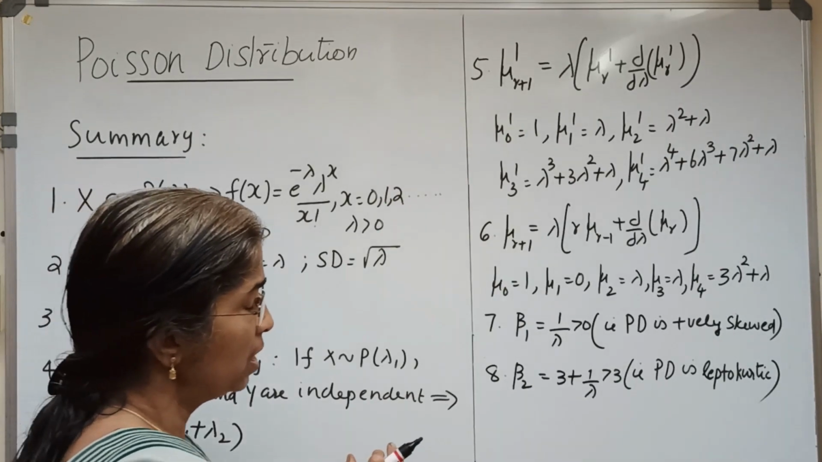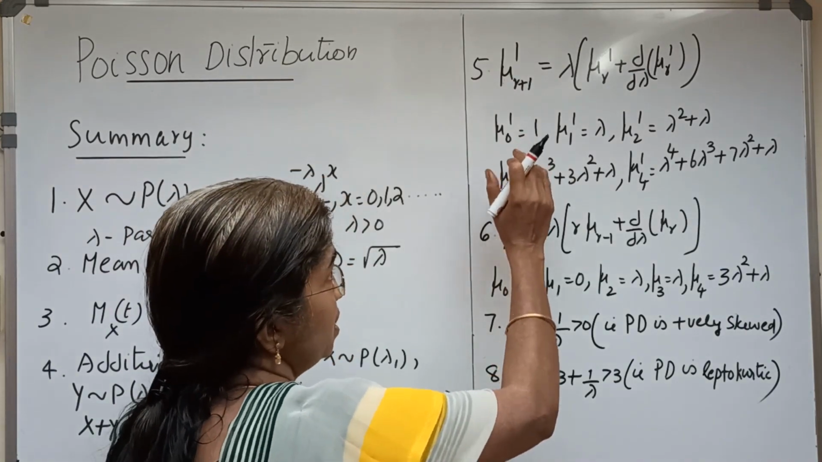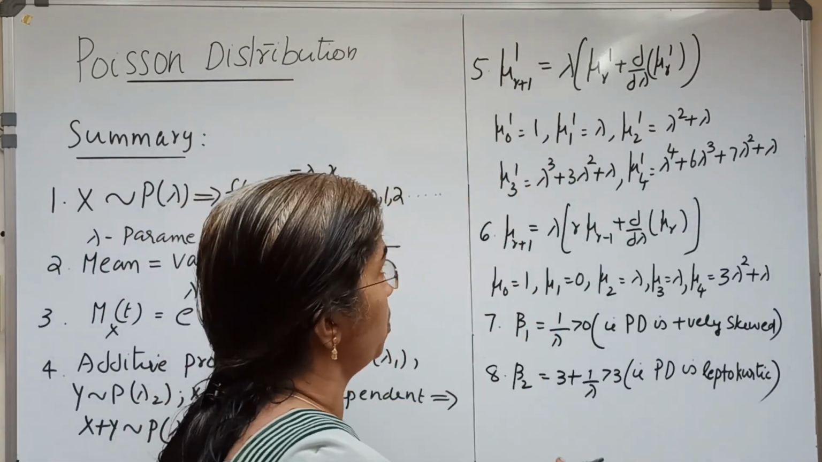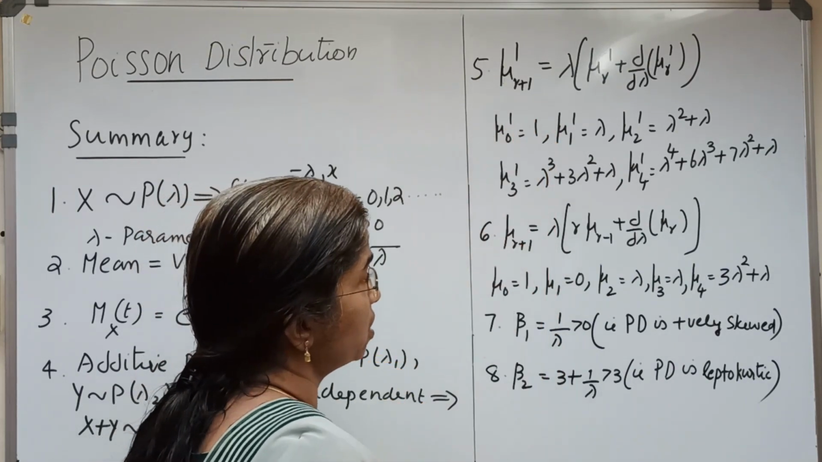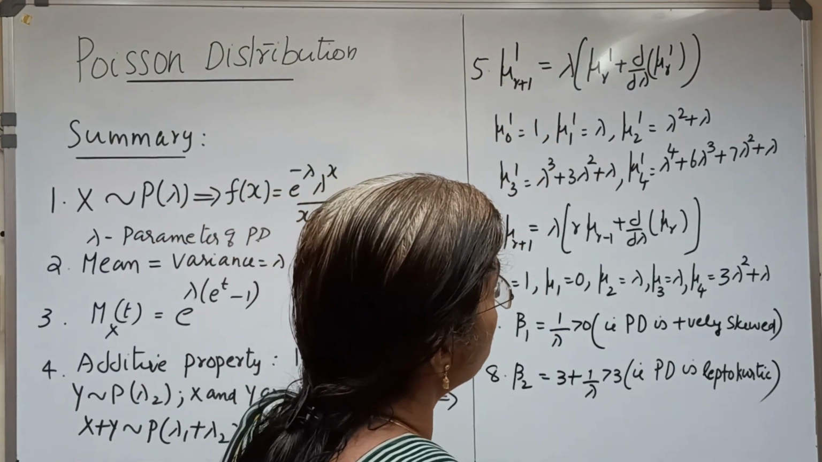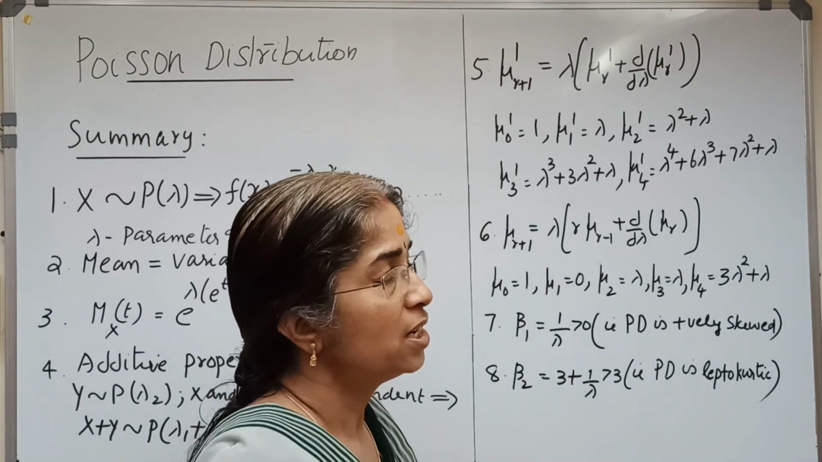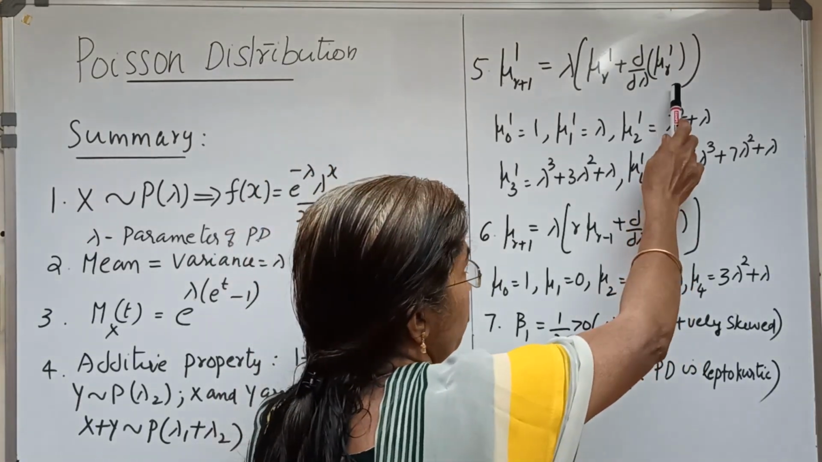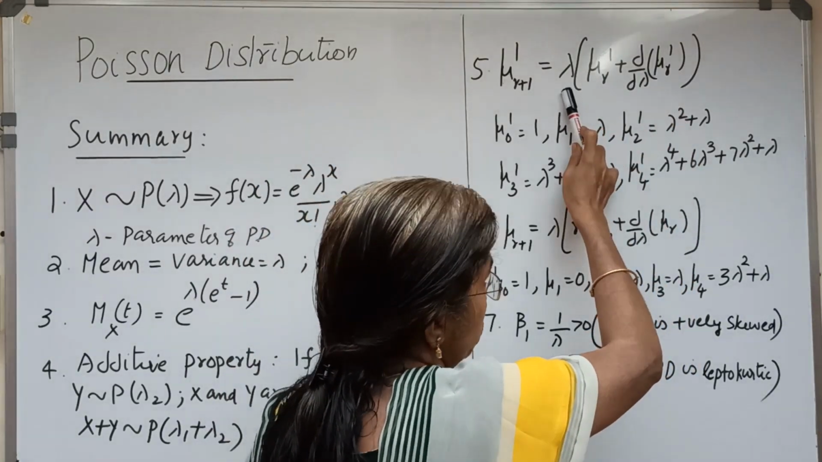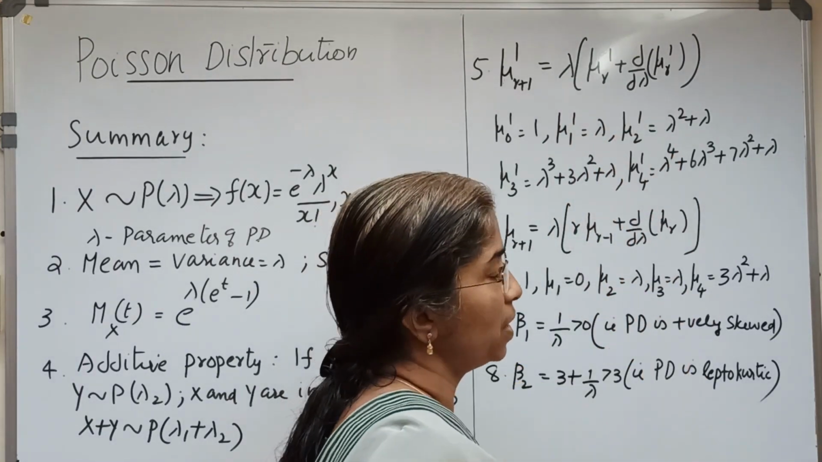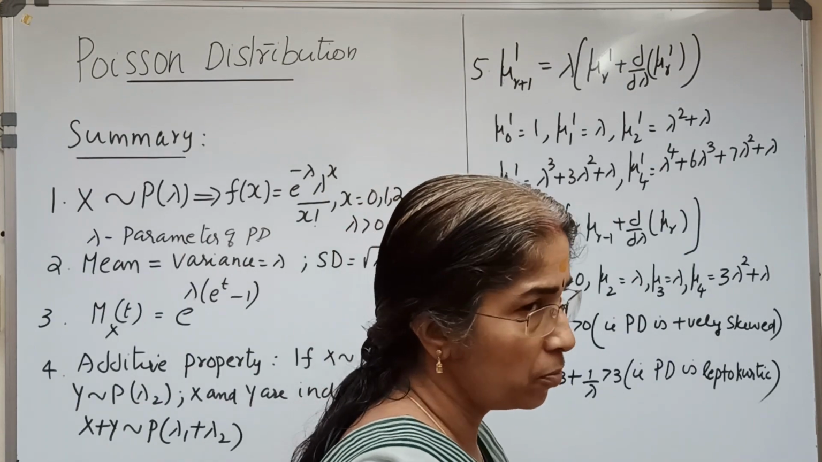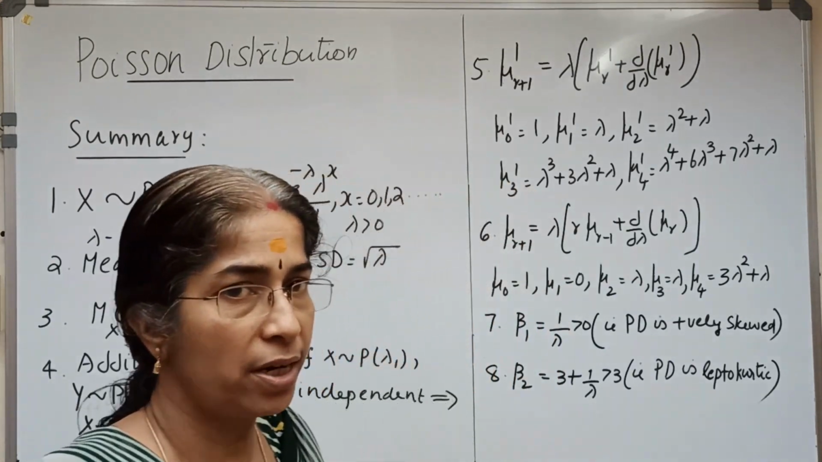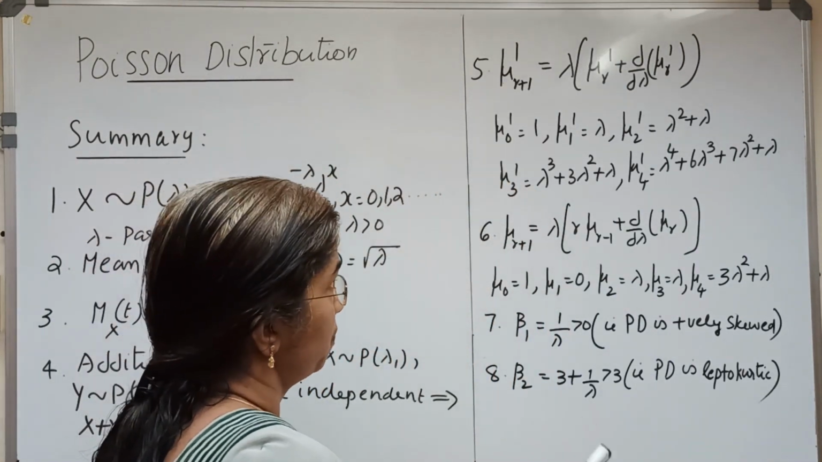Now we have the recurrence relation for the raw moments of Poisson distribution as mu r plus 1 dash equals lambda into mu r dash plus d by d lambda of mu r dash. So if we have mu r dash, we can obtain mu r plus 1 dash.